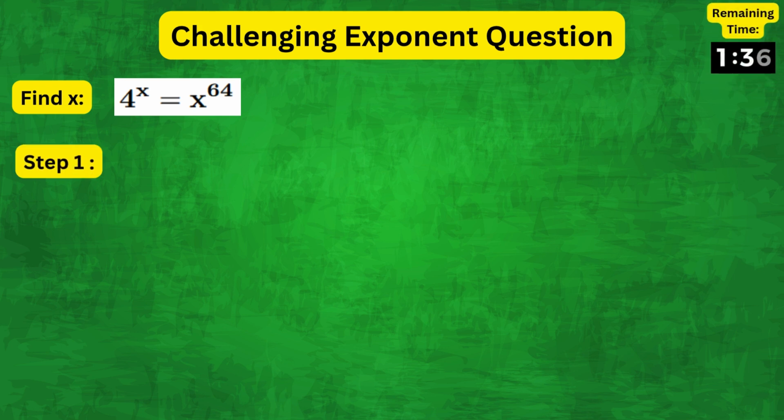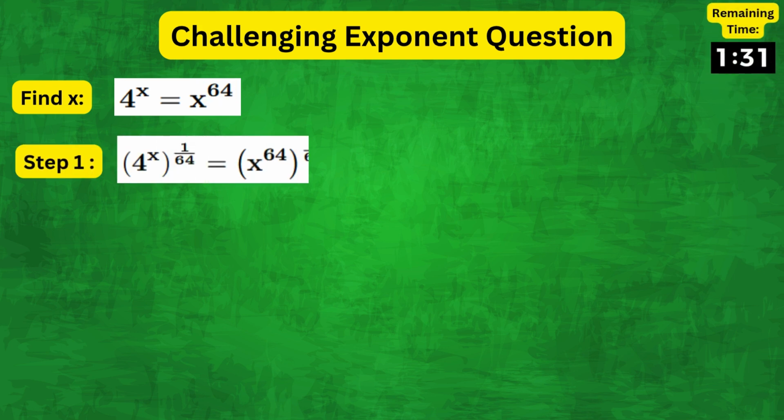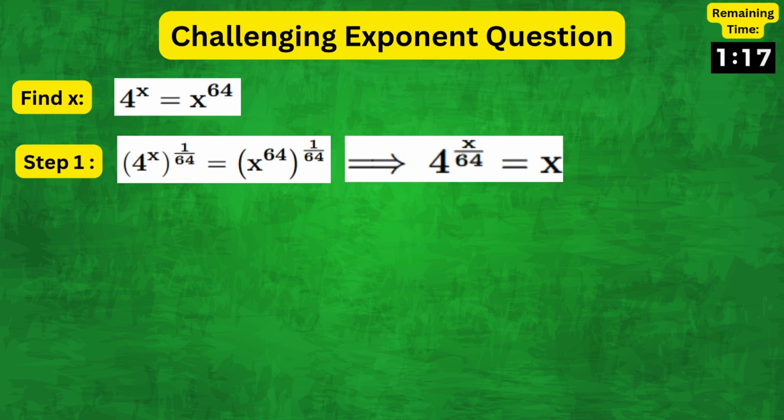As a first step, we can take 1 over 64 as a power on both sides. So we get 4 to the x, to the power of 1 over 64, equals x to the 64, to the power of 1 over 64. And of course the power on the right cancels, which leaves us with 4 to the x over 64 equals x to the 1.